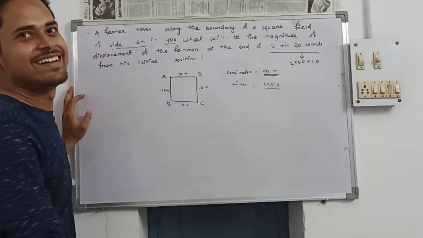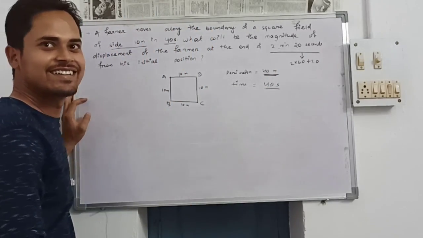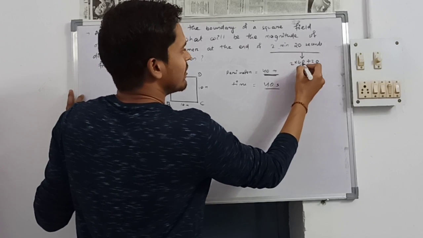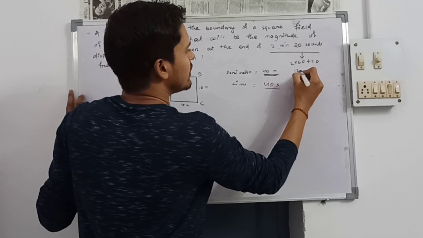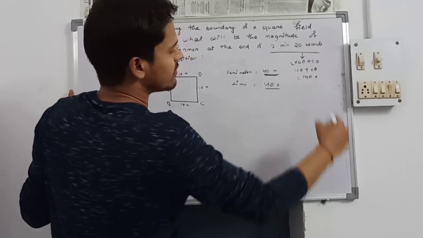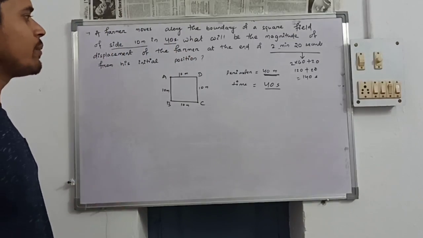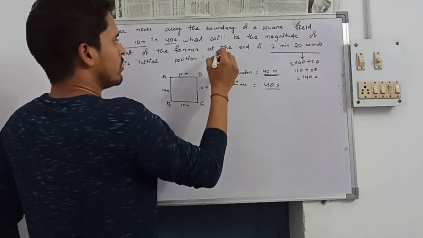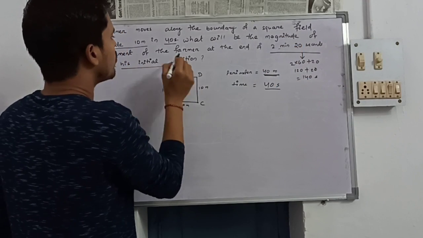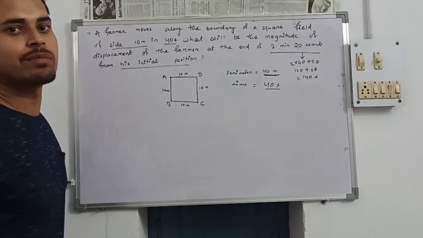Okay, 140 seconds. 2 into 60 is 120, plus 20, it is 140 seconds. So this is 140 seconds. So at the end of 140 seconds from his initial position, what will be the total displacement?